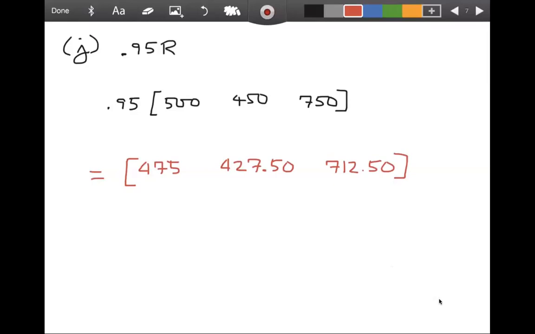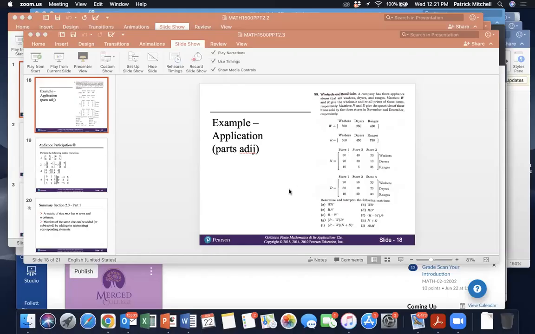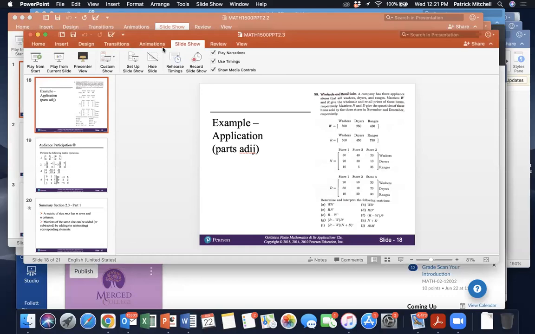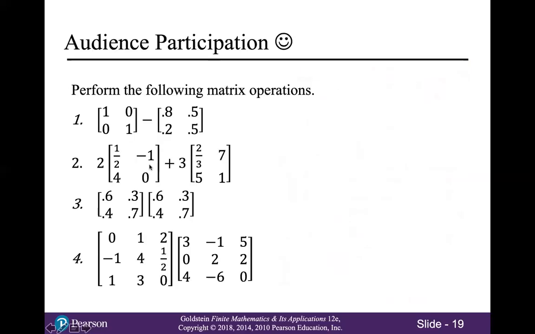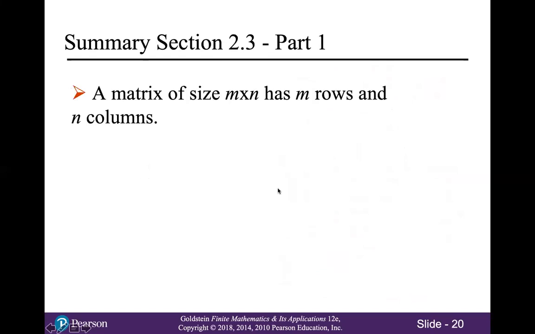All right, and that's pretty much going to do it for section 2.3. If you would like to try one of these problems in the discussion, feel free to grab one of these. So what did we learn in this section?